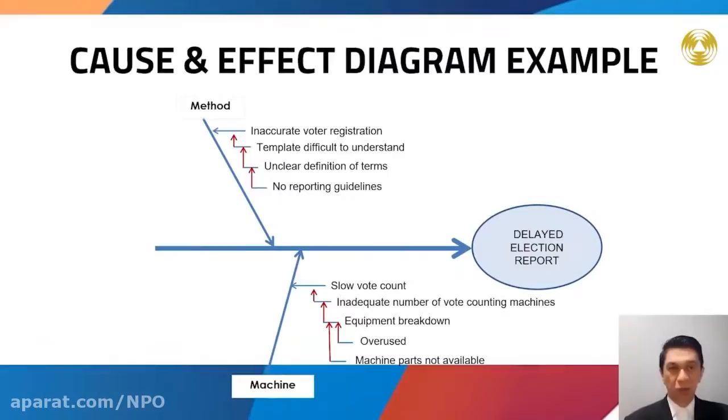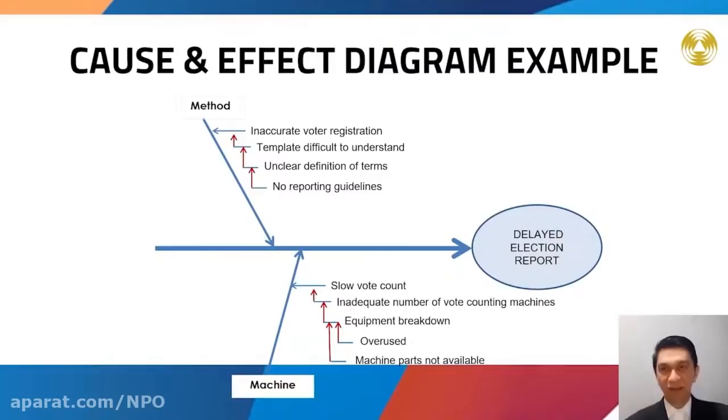And why is there an equipment breakdown? Because they are overused, overheating. And another possible cause is the machine parts not available. The roller parts are not available. The paper guide for the vote counting machine is not available. So that's an example of a cause and effect diagram. And you drill down the causes by using the 5 whys.